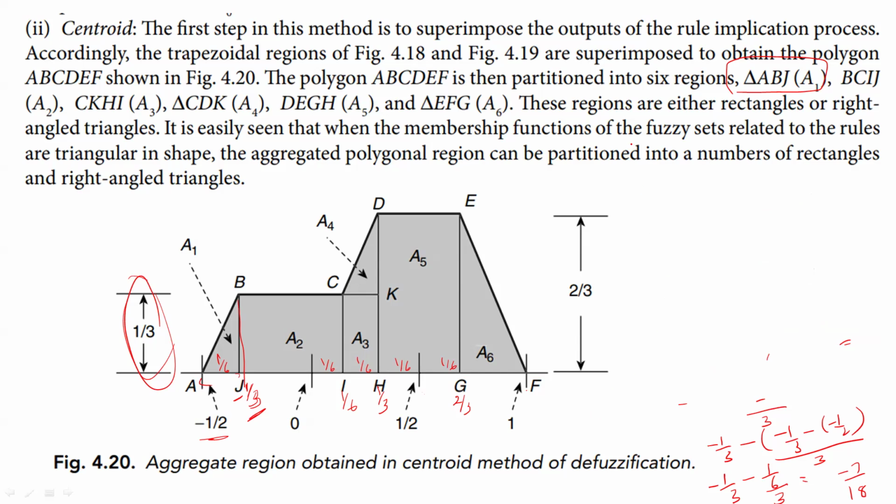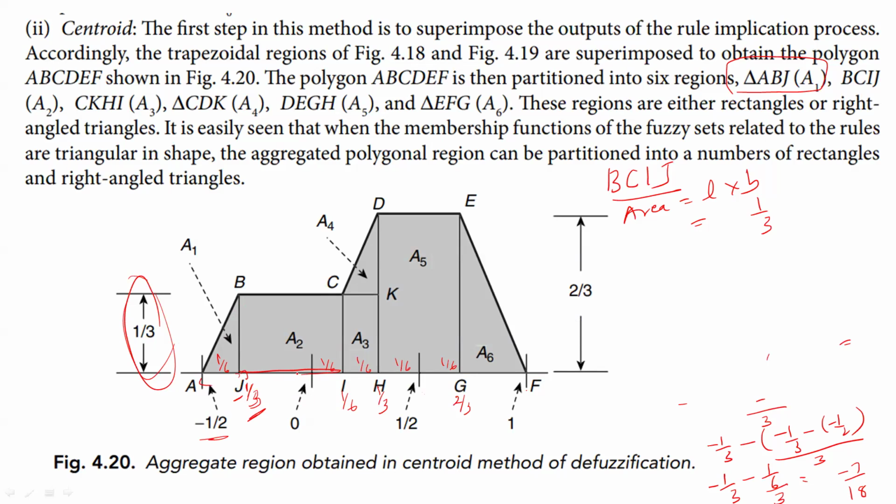Now let us take the rectangle BCIJ. Okay, it's a rectangle. The area of a rectangle is nothing but L into B. Now, what is the length of this and what is the breadth? Suppose this is the breadth that we are taking, then it is 1 by 3. The height of this is 1 by 3. And what is the length? That is the segment JI. What is the length of this?